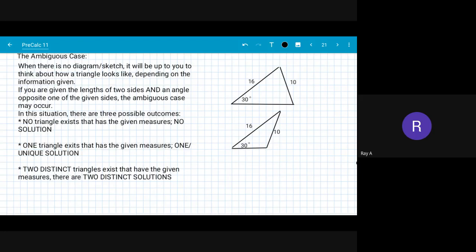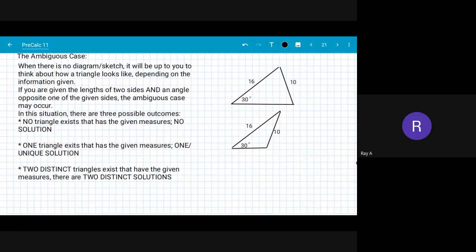Now, the ambiguous case arises when you are given the lengths of two sides and one angle. All right, I'll say it again. When you are given the lengths of two sides and one angle, and that angle is opposite one of the given sides, meaning to say, that angle would be opposite one of the given sides, and then the other side that is given would be one of the arms of the angle.